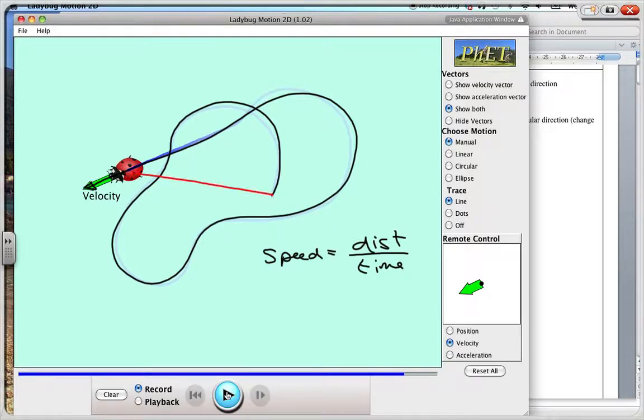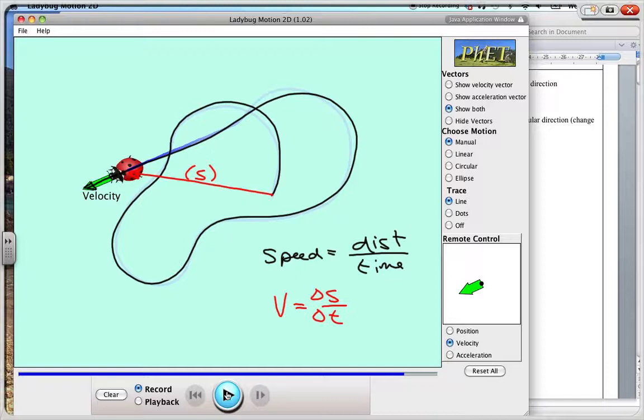I've got to have that is my displacement. We give it the symbol S, and its velocity is equal to S over t, the change in S over the change in t. Okay, I hope that helps in explaining the difference between speed and velocity.